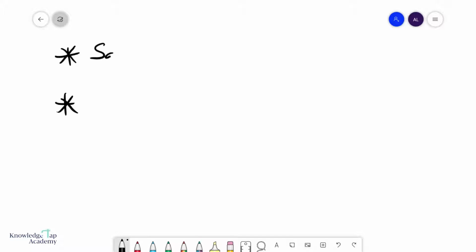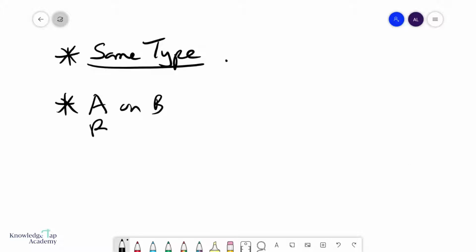It must be the same type of force, and it must always be A on B and B on A. They must act on different objects. They can't act on the same object.